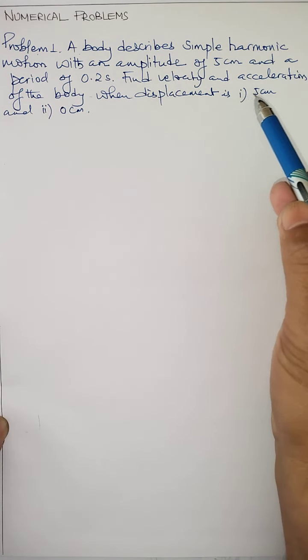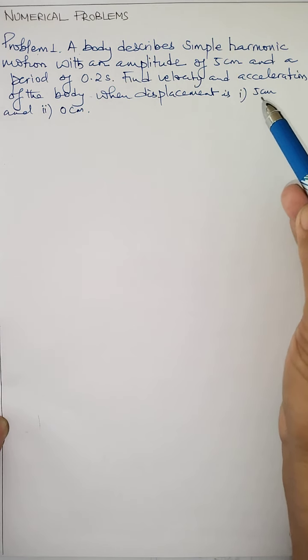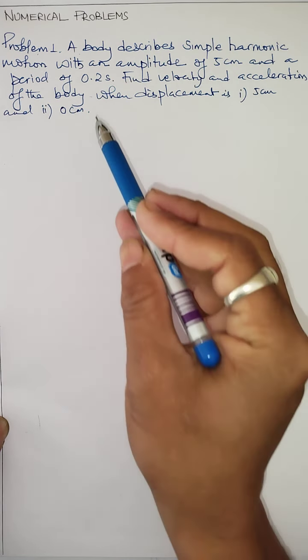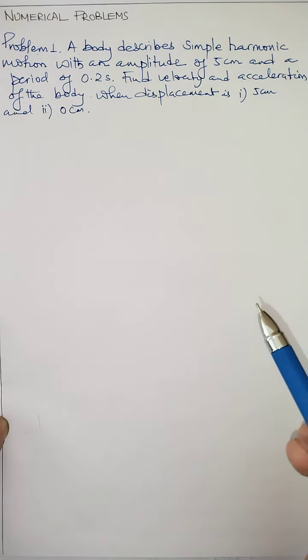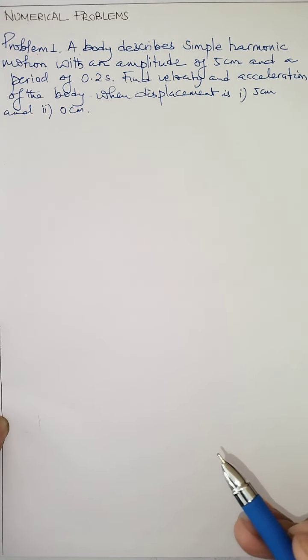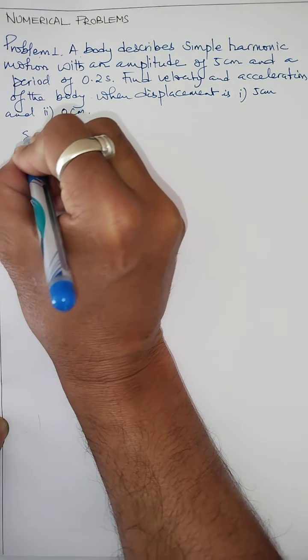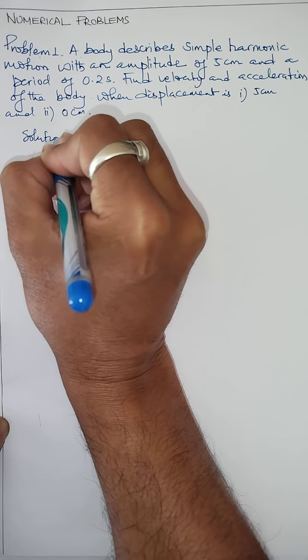Means we have to find the velocity and the acceleration of this body executing simple harmonic motion when the displacement is 5 centimeter, that is equal to the maximum amplitude, and when the displacement is 0 centimeter, means there is no displacement. So in order to solve this problem, let me just write the solution out here.